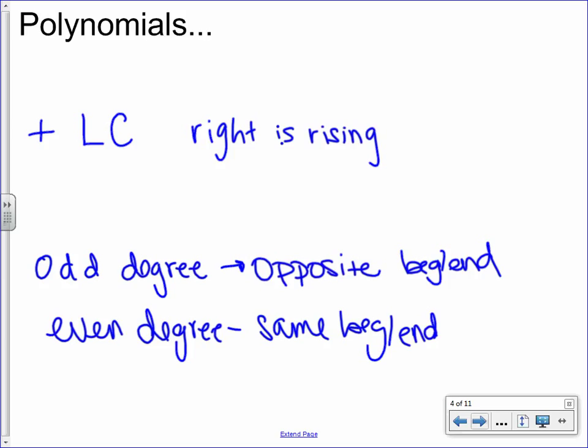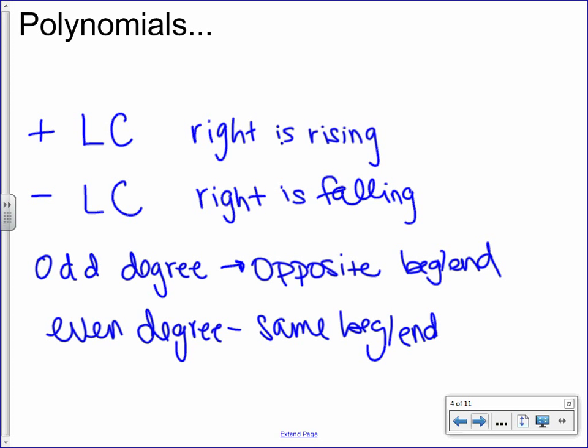Now, what happens if I go back up here and my leading coefficient is negative? Then the right falls. Why does this all matter? We are going to be asked to identify limits towards infinity and negative infinity. If it's a polynomial, we need to decide, is it rising or falling at the beginning or at the end? If we look at limits towards infinity or negative infinity, our limits are going to be infinite, because polynomials continue to rise or continue to fall on both sides.